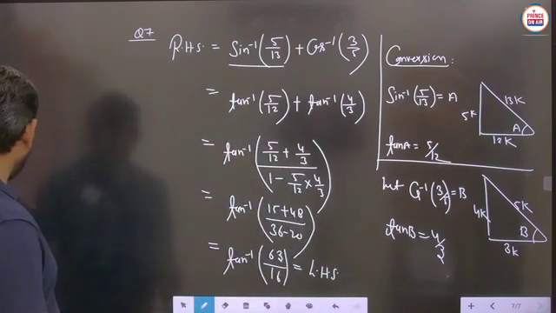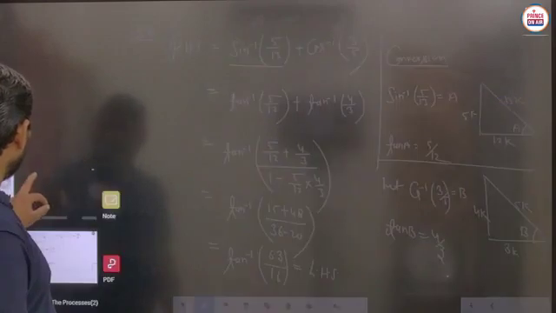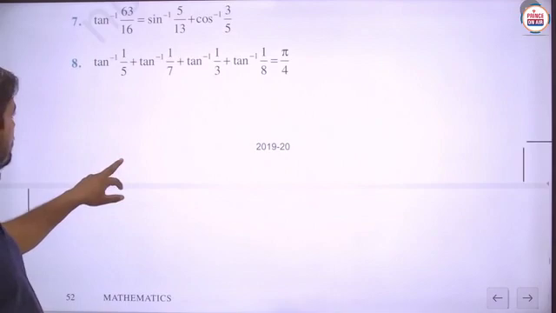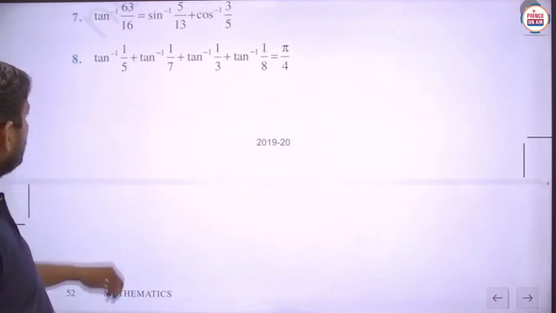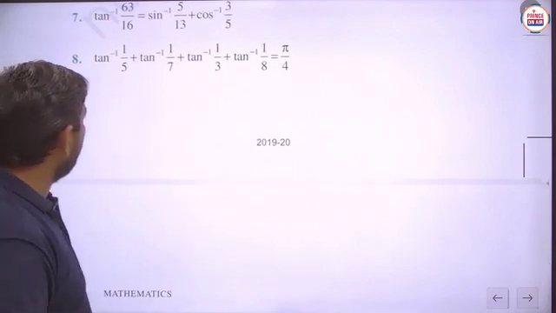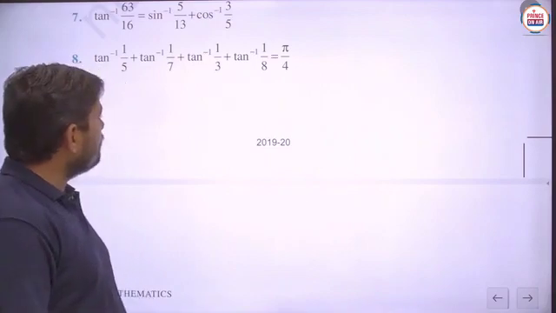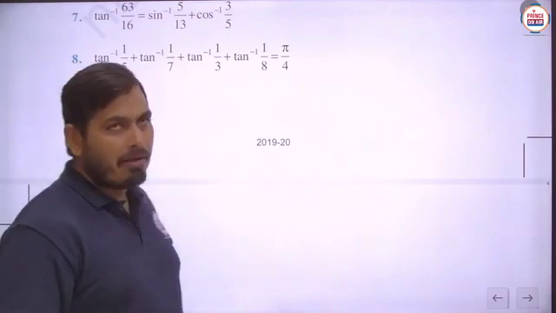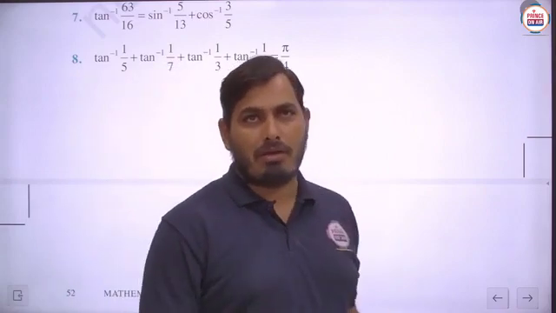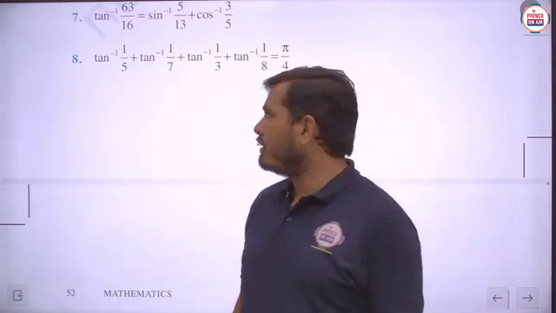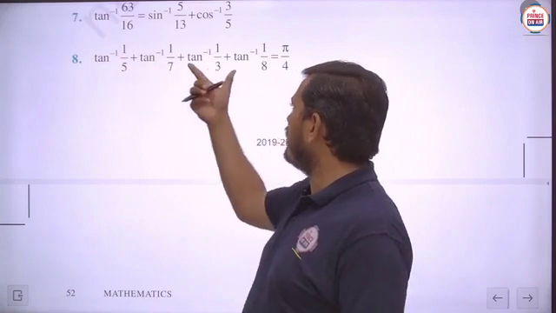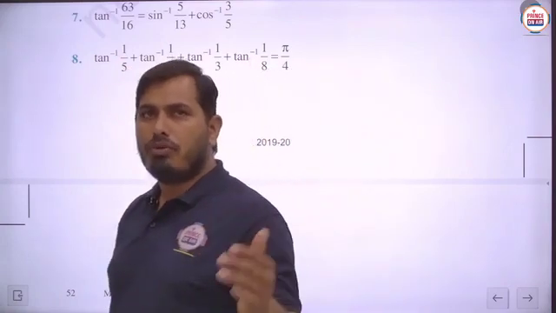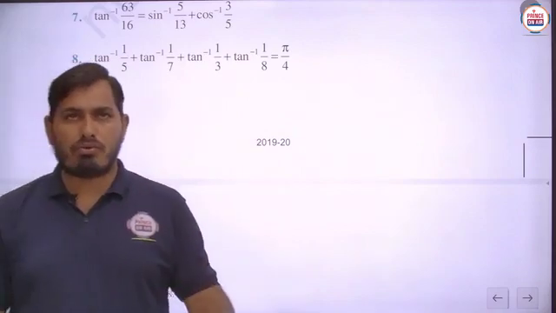Next, question number 8 is again a similar kind of question. Check in this question number 8: tan inverse 1 by 5 plus tan inverse 1 by 7 plus tan inverse 1 by 3 plus tan inverse 1 by 8. Again here we will use tan inverse x plus tan inverse y, firstly in both the formats, and then after that again in both. There are 3 steps to do this question, so in 3 steps we solve it.